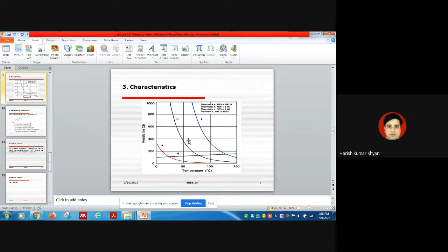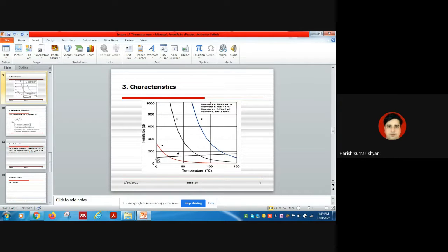Here I have shown four characteristics: A, B, C, and D. Basically, A, B, and C are the characteristics of different thermistors having their reference temperature as 25 degrees centigrade, but having different values of resistance. Whereas the fourth characteristic, that is D, is the characteristic of the platinum resistance temperature detector, that is the PRTD, right?